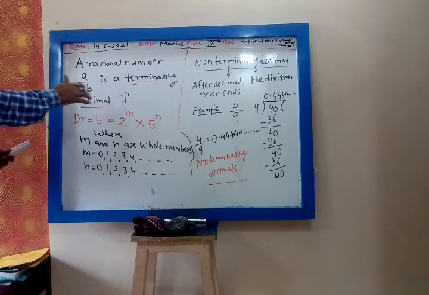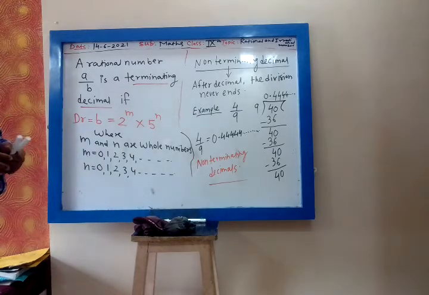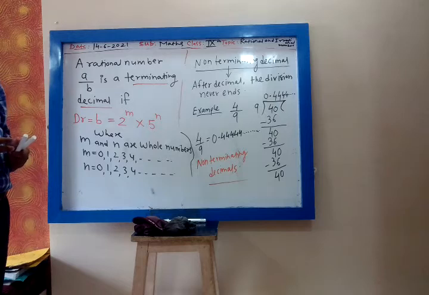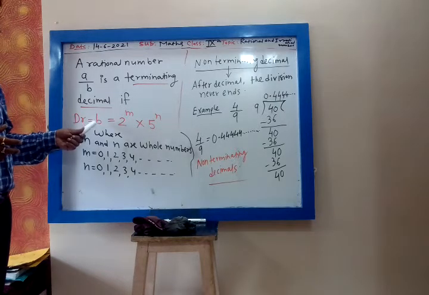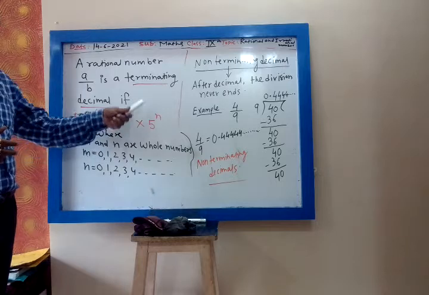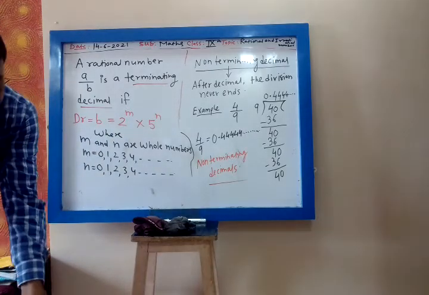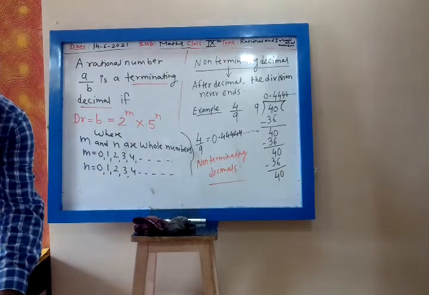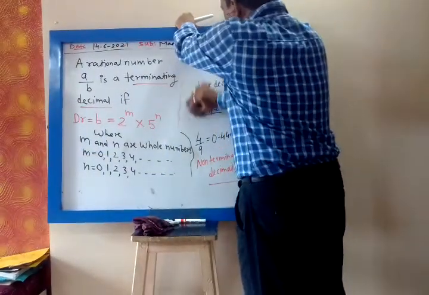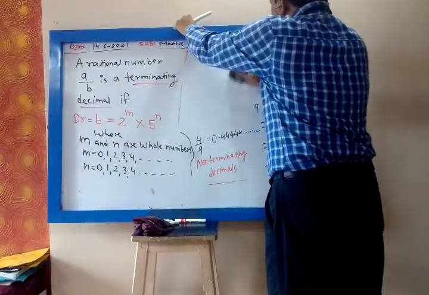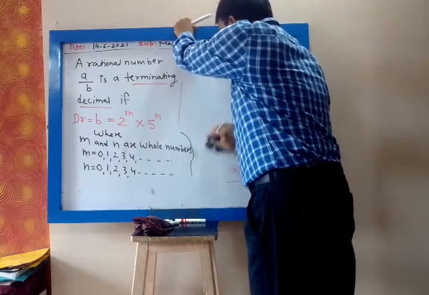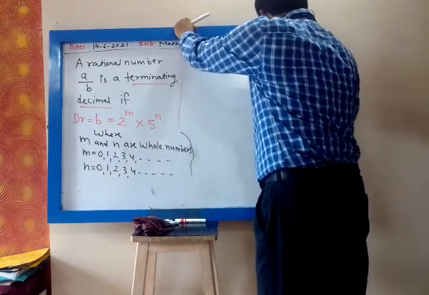So without doing actual division, we are concluding whether the number is a terminating decimal or not. Yes or no? So the denominator of any rational number you have to express in the form of 2 raised to m into 5 raised to n. Then it is a terminating decimal. So based on this, we have the fifth exercise. Exercise 1A, question number 5 we can solve without doing actual division.